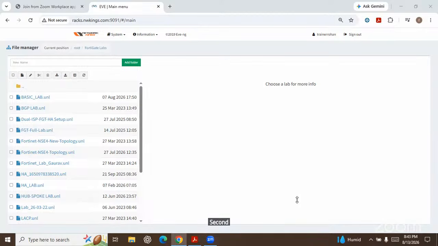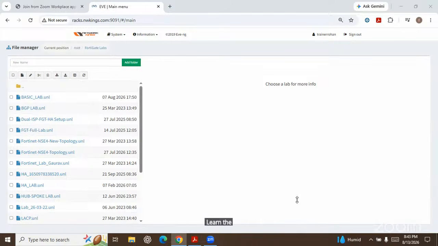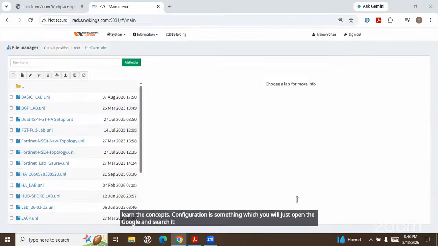Second, whatever we are going to learn, focus on the concepts. And let me tell you one thing, which you will see me repeating within a week multiple times. You might get bored of it, but I will keep on saying: please do not learn the configuration from me. Learn the concepts. Configuration is something you can just Google and search. You will get the entire configurations.